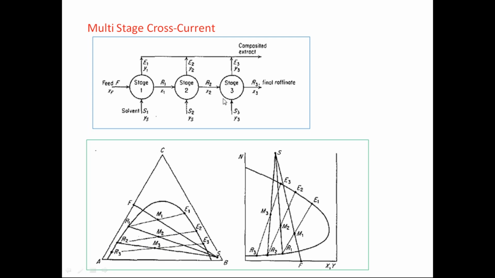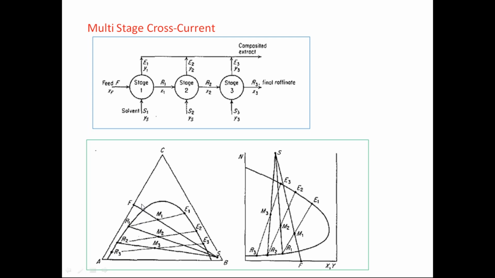Then you can proceed in a similar way. R2 will be again added to the S, so you'll get this one, then again you will get the M2. If you are satisfied with the concentration of solute left over, then you can stop the number of operations; that many stages are required. That means 1, 2, 3. How many tie lines have you obtained? Each tie line indicates one stage. So you can say that 3 stages are required. If you want further reduction, then you can also add this one, find out M, and draw.